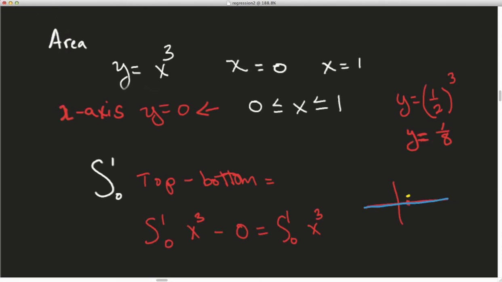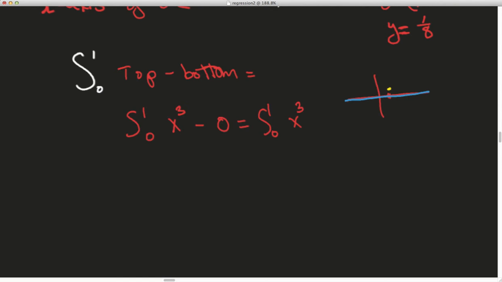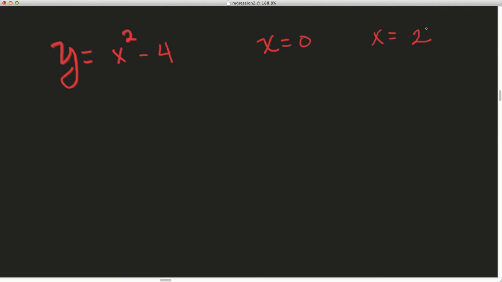And then you integrate that. How do you integrate x cubed? Evaluated between 0 and 1. And you always plug in the top bound minus the bottom bound. There's your answer. Okay? I'm going to give you a second to try it on your own first.